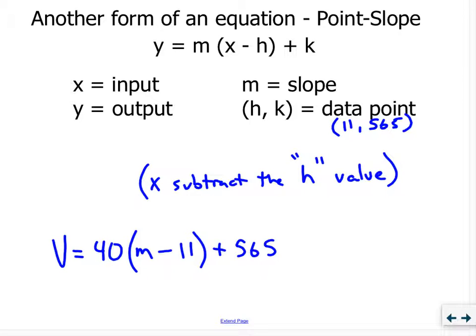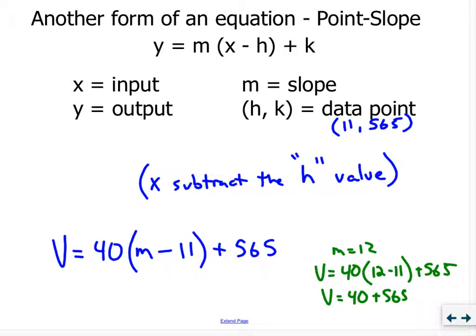And if we think about that for a minute, that should make sense. Let's say we want to find out how much money we have after 12 months. And I chose 12 because I know we're just going to add another $40 to it. But if I plug in m equals 12, look how I've determined my value. It's 40 times 12 minus 11 plus 565. Well, 12 minus 11 is 1. So I get 40 plus 565. And that's going to give you my total amount after 12 months, where I just add another $40. So that equation does hold true.